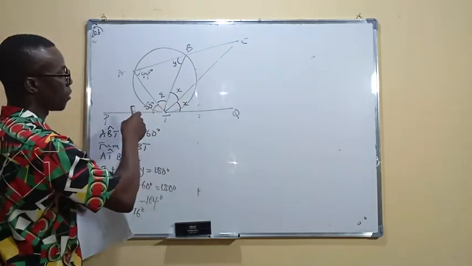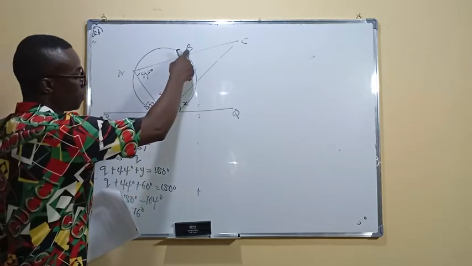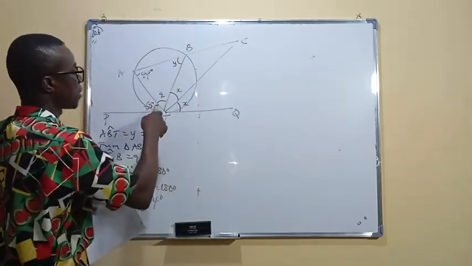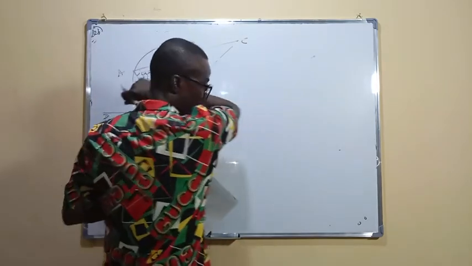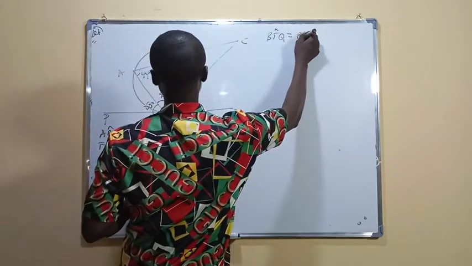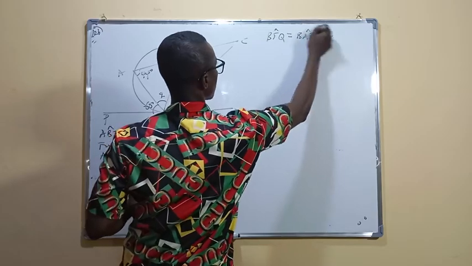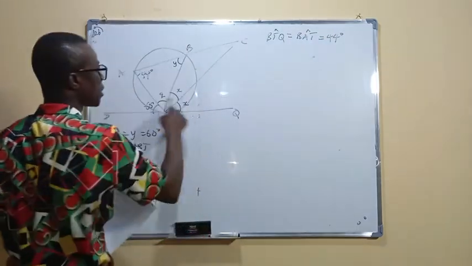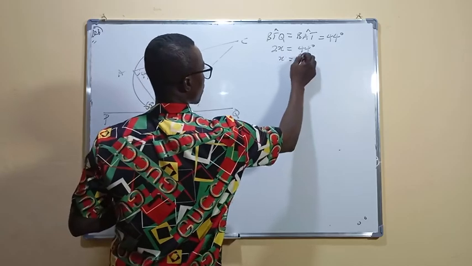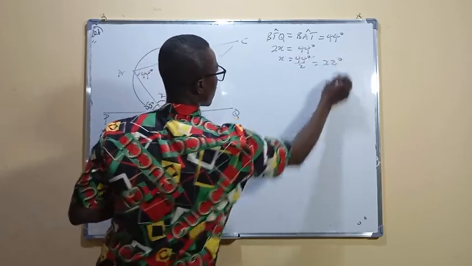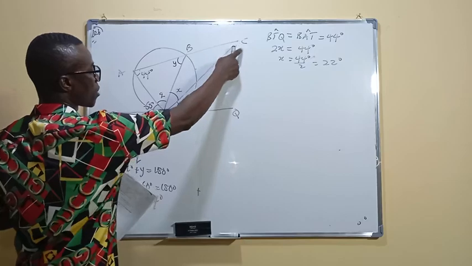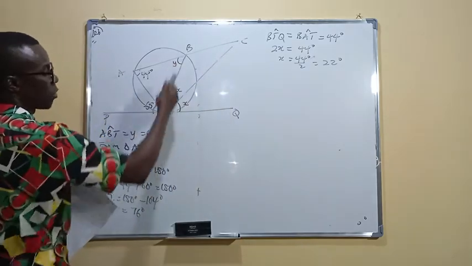And then I said earlier on that angle BTQ is equal to angle BAT, which is equal to 44 degrees. But angle BTQ is 2x. So 2x is equal to 44 degrees, making x equal to 44 degrees divided by 2, and that gives me 22 degrees.